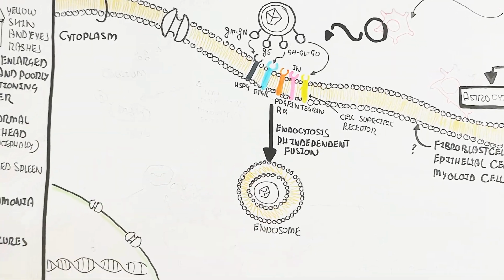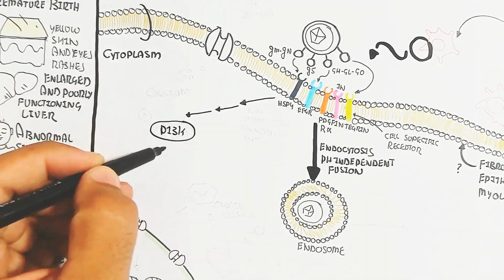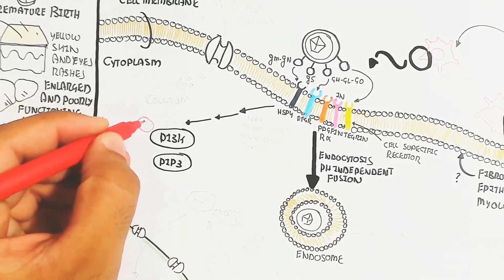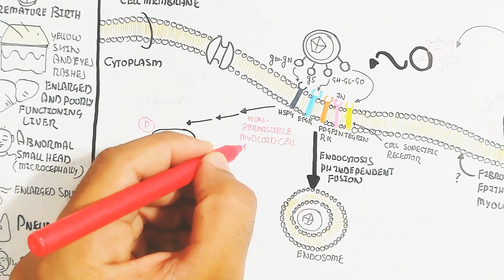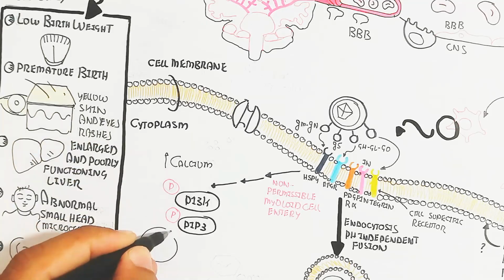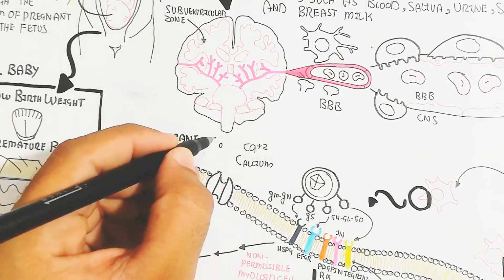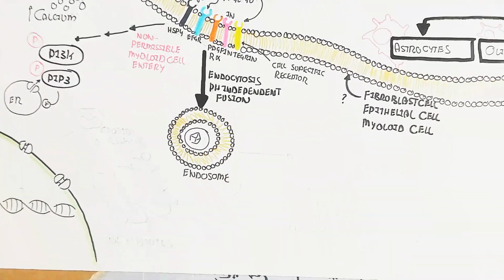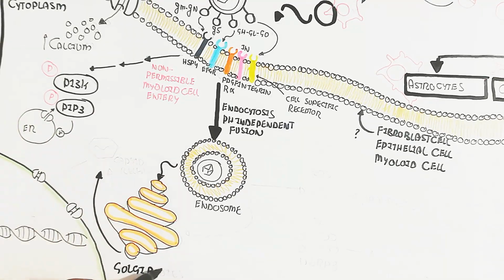After endocytosis, the endosome forms. Here, with non-permissive myeloid cell entry, the PI3K pathway and the PIP3 pathway activate to increase calcium from the endoplasmic reticulum as well as from the extracellular matrix into the cell. So the calcium increases in the cell because calcium stored in the endoplasmic reticulum moves out due to the PIP3 pathway.